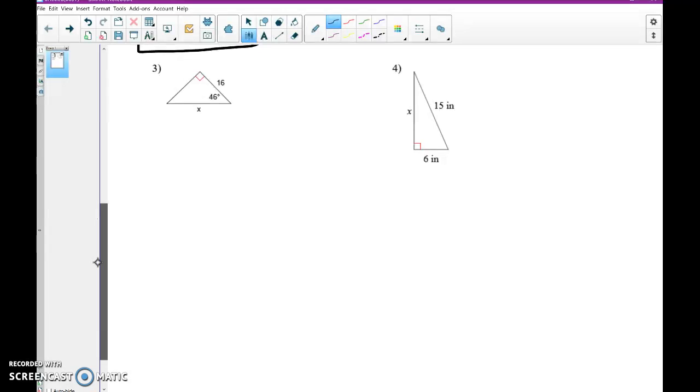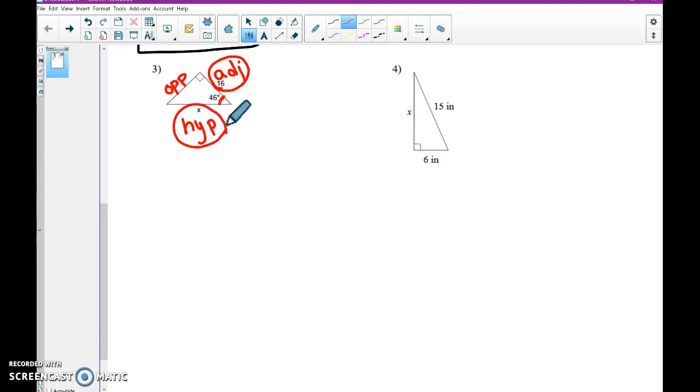All right, moving on down to the last two. Again, start off with your labeling. We've got 46 degrees. Opposite from the 46 degrees is here. Opposite from the 90 degrees is the hypotenuse, so that's there. And the adjacent side is that third one. Remember, you're only using two of the sides. There's a 16 on the adjacent side, so I'm going to circle that one. There's an X on the hypotenuse, so I'm going to circle that one.